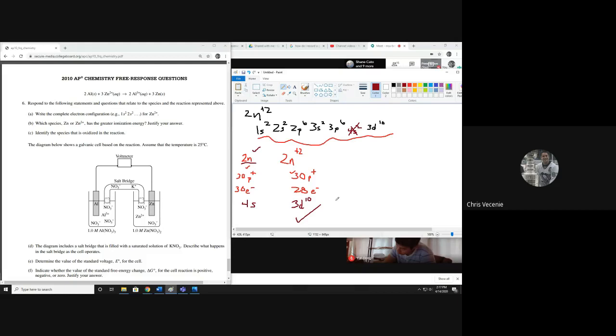All right, so you guys want to jot this down. Zn2+ has the higher ionization energy because its electron is leaving from a sublevel closer to the nucleus.